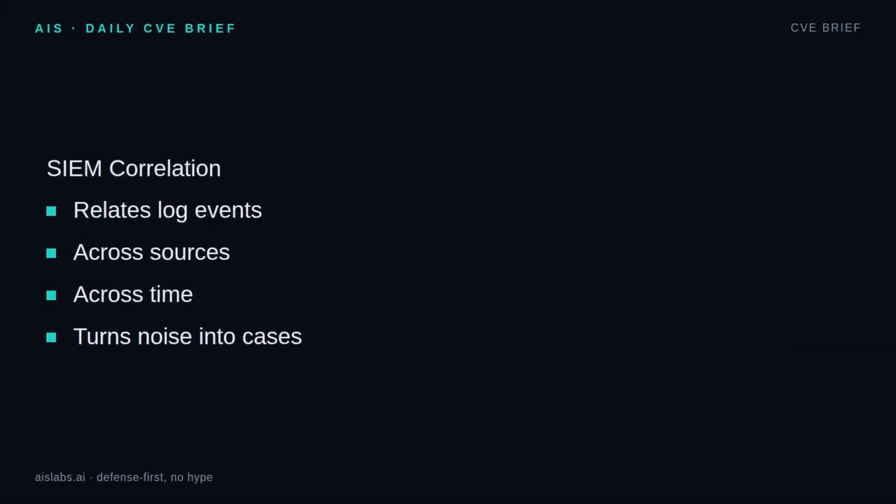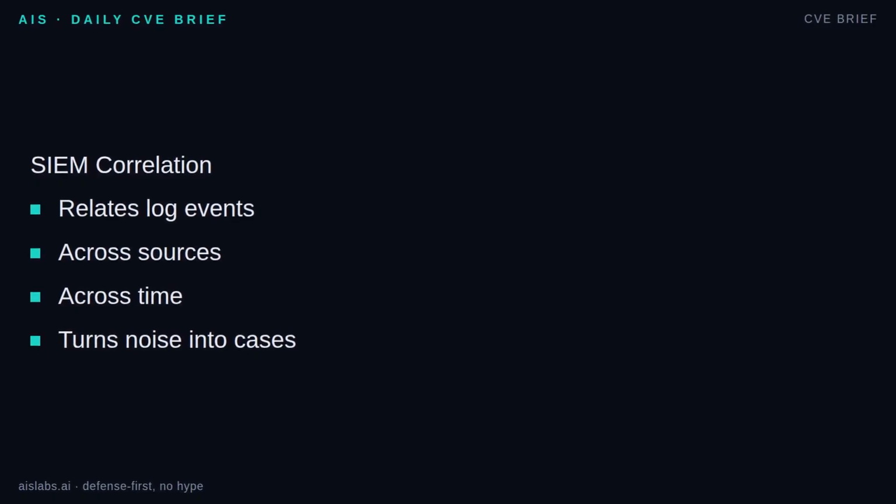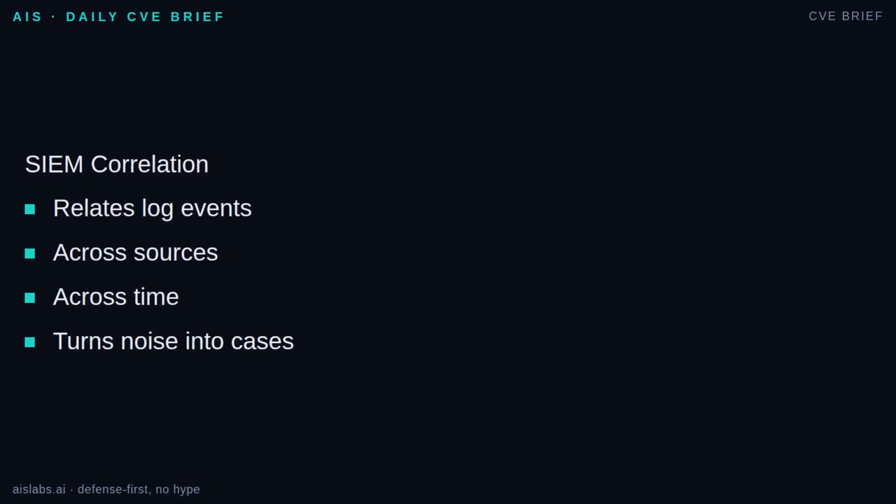A SIEM correlation rule is a detection rule that links related events and creates an alert when the pattern matters. In plain English, it says, if these things happen to the same user, host, IP, application, or account within this time window, raise one security alert.